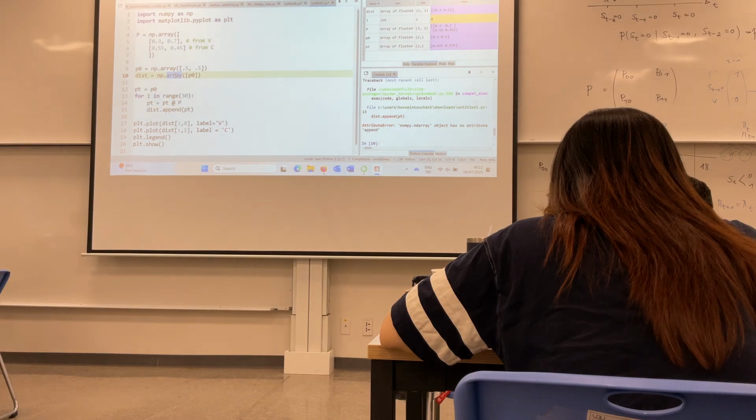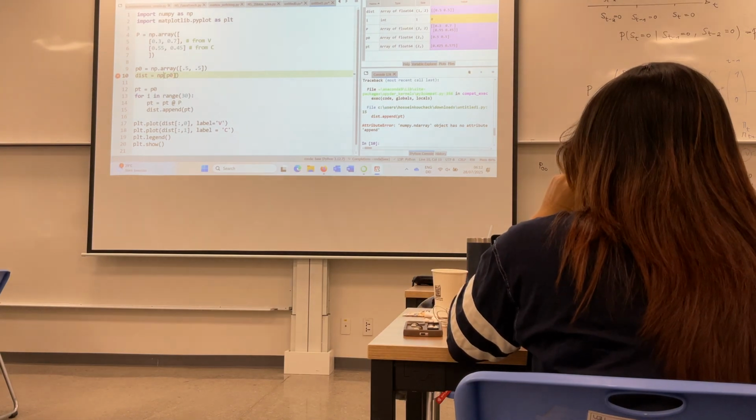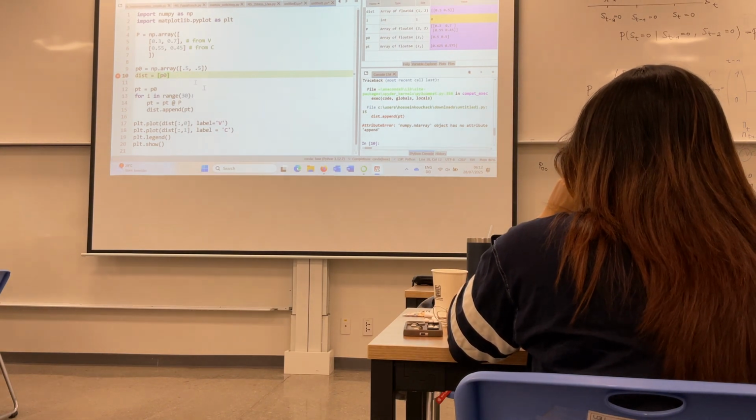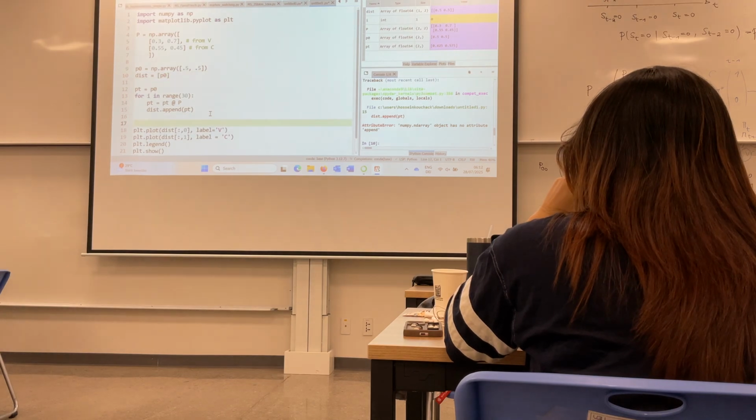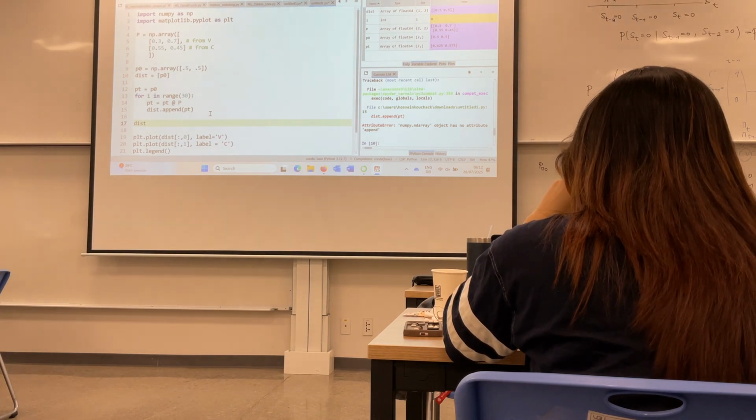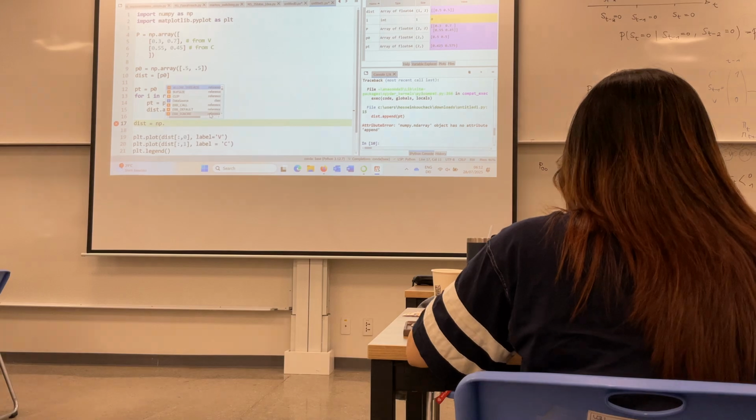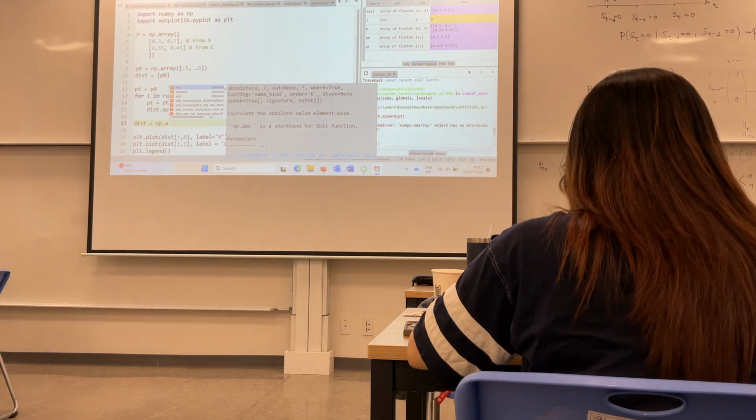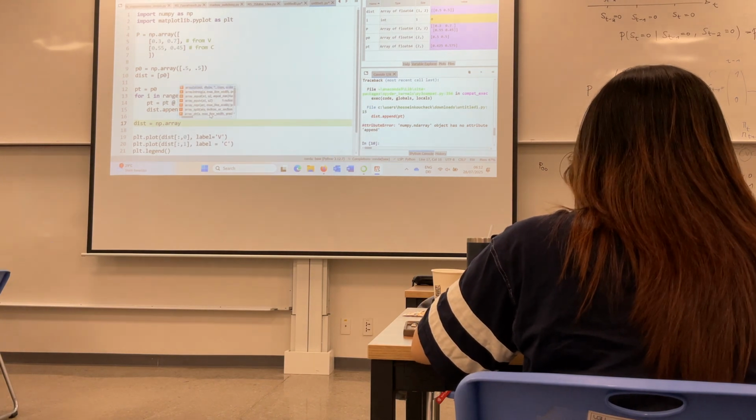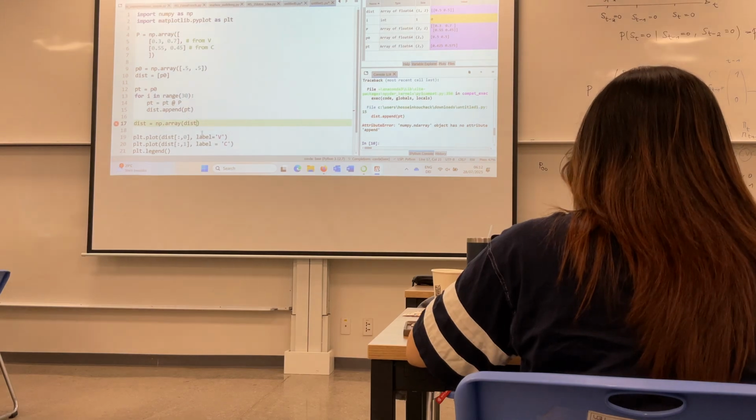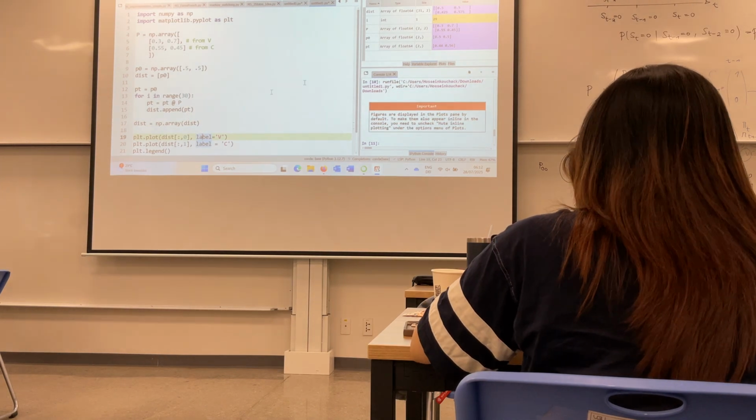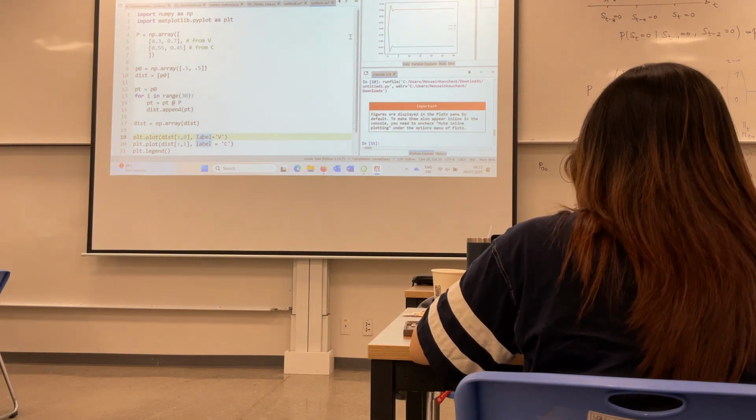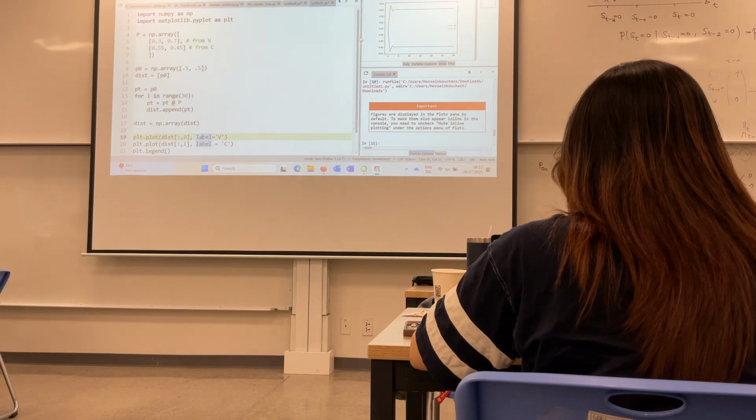Alright, let's have it as a list, but later we change it to an array. So here we said this is equal to NumPy array of this. Okay, how it works. Now let's look at it.